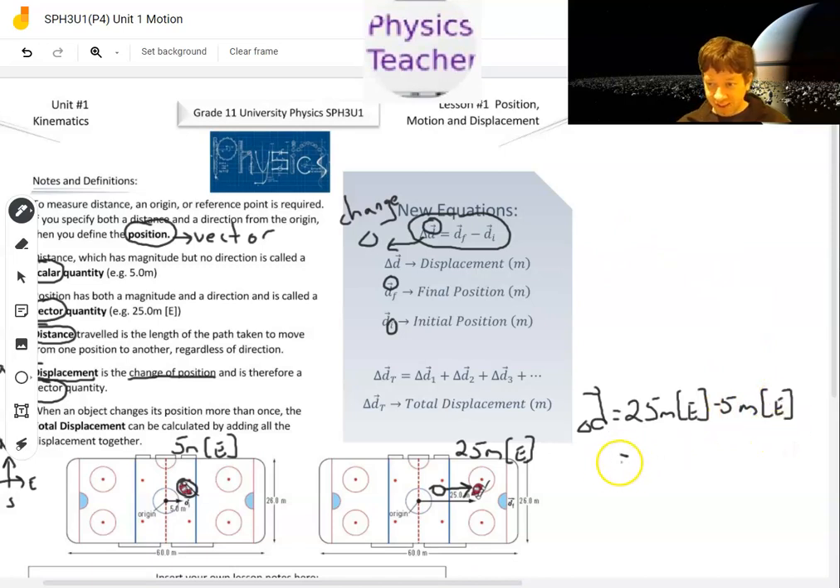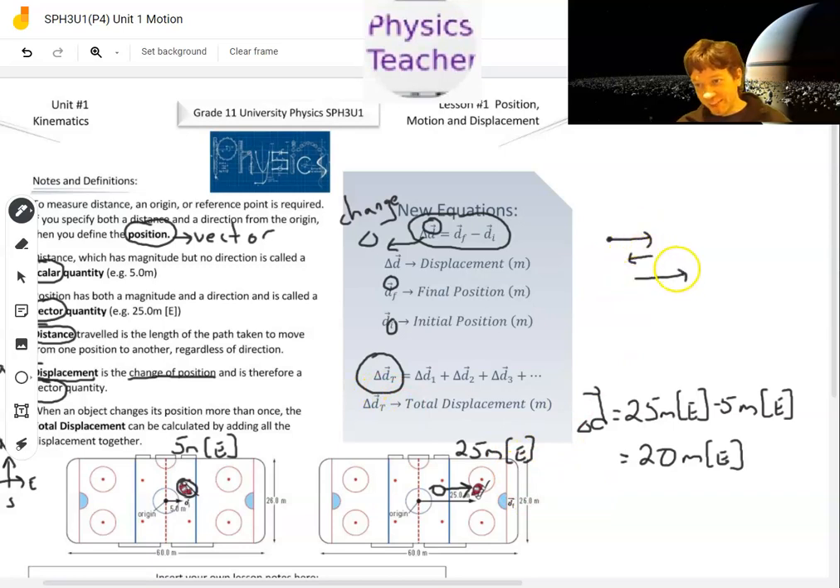You can see it works and gives us exactly what we thought it would be, 20 meters east. Now there's one other equation I wrote here, and that's total displacement. So this could be in the situation if you start here and move here, and then you move back here, then you move over there, then over here, and then over here, right? If you add all of those displacements up, you would get your total displacement.